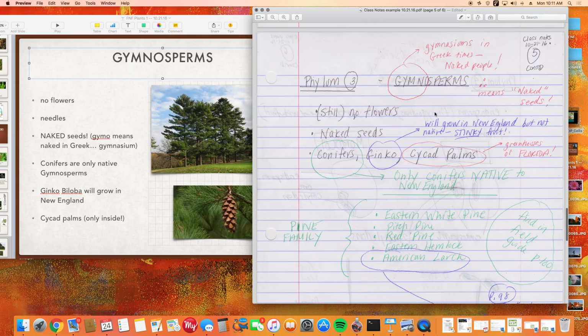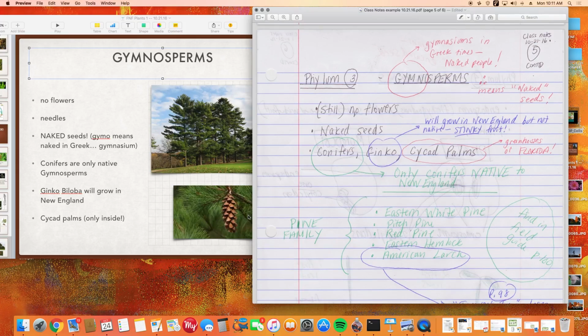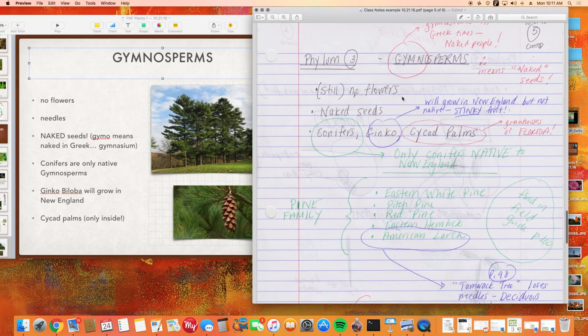So remember, I passed around that pine cone. Here's the pine cone, right? And I passed one that was closed up and one that had been baked in the oven and had opened up and that had the seeds associated with it. And those seeds didn't have any fruit. They were just naked seeds. So the types of gymnosperms that we're going to see in New England are only conifers. Okay, so only conifers are native to New England.